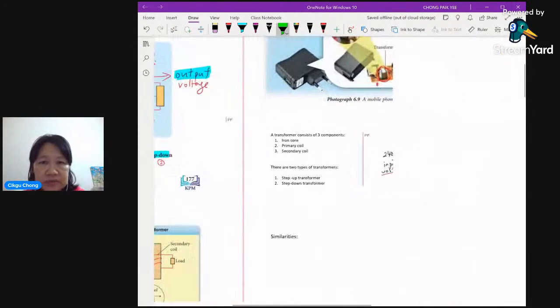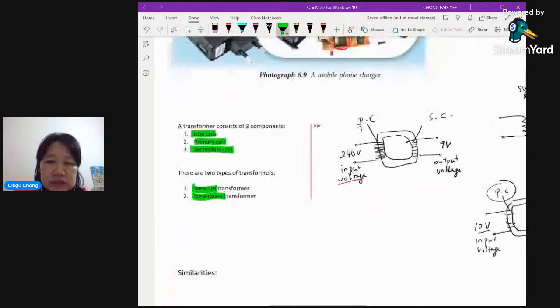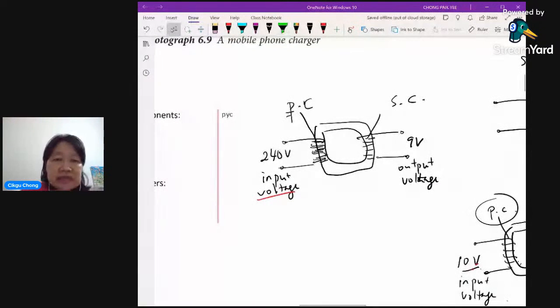This is a repeat of what I just told you. A transformer has three components, 1, 2, 3, and the two types are step up and step down. Now, how do you know which is step up and step down? First of all, let's look at this diagram. PC stands for primary coil, and this is your input voltage. Input is what I want to change, just like the current coming to charge my laptop or my handphone. I cannot put 240, so I need to convert to something lower.